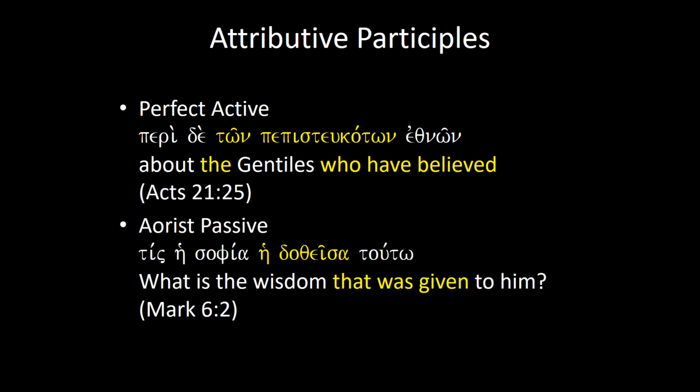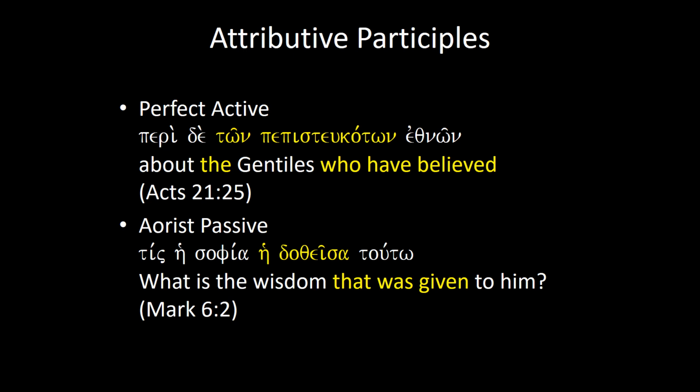Here's one that's aorist passive. Tis he Sophia, he dathesa tuto. What is the wisdom? What kind of wisdom? It's aorist passive. It's wisdom that was given tuto, to him. What is the wisdom that was given to him? So that aorist passive participle has that theta epsilon key. This one modifies the noun Sophia. Since Sophia is feminine, the participle is feminine. Since the noun is nominative singular, the participle is nominative singular.